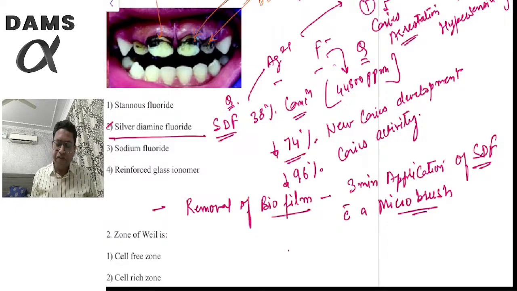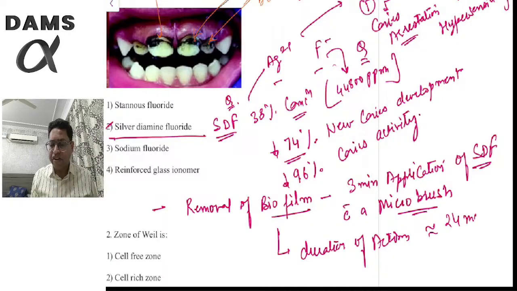And they have a duration of action. This duration of action for silver diamine fluoride is nearly 24 months. It's not a permanent inhibition. Whatever inhibition of lesions and prevention of development of new lesions takes place is for a period of nearly 24 months. Okay. So these are the different aspects of silver diamine fluoride, potential questions that can be asked or that have been asked related to this material.